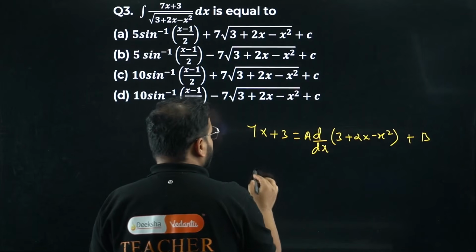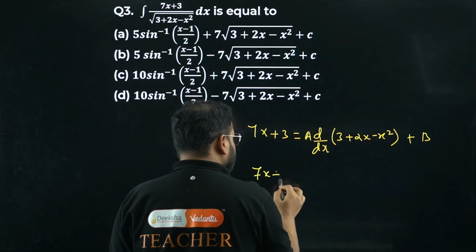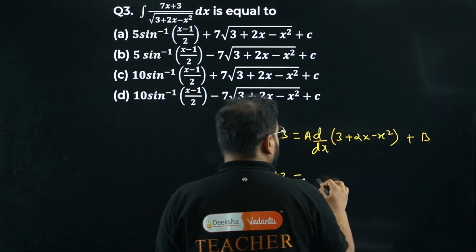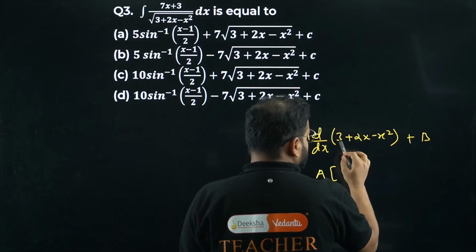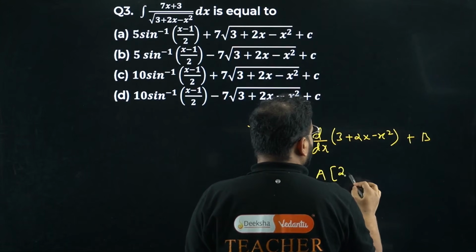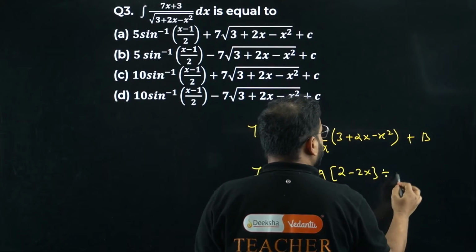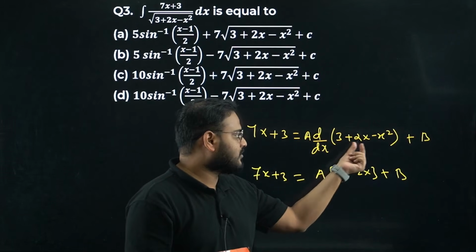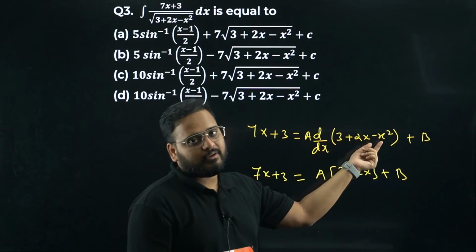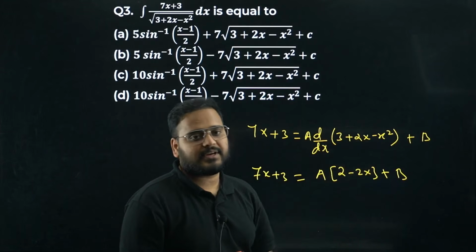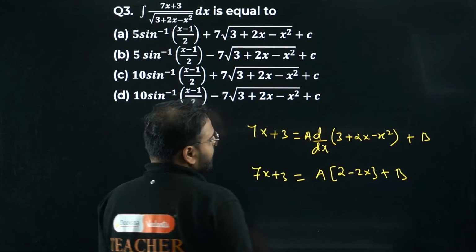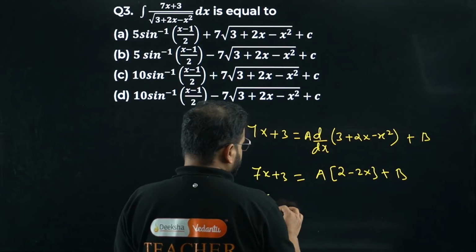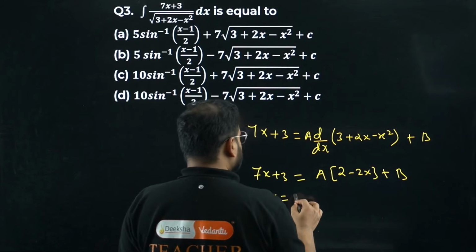Agreed? What I'm getting over here: 7x plus 3 equals a times, what do I have? The 3 will become 0, the 2x will become 2, and x square will become 2x with the minus sign which is there. Do one thing, put x as 1.